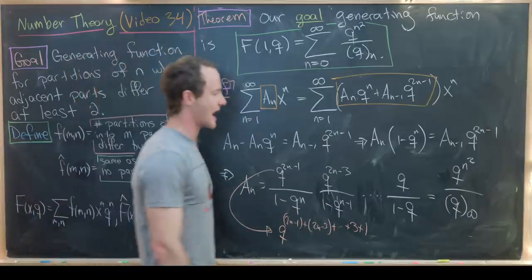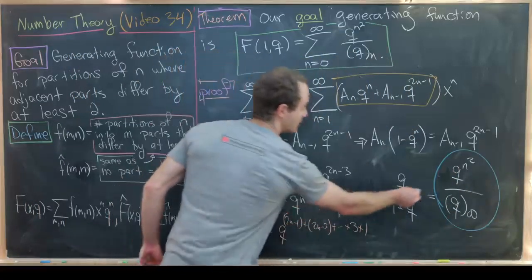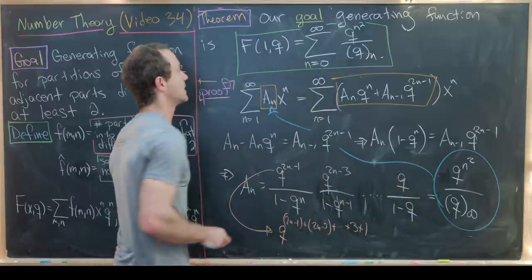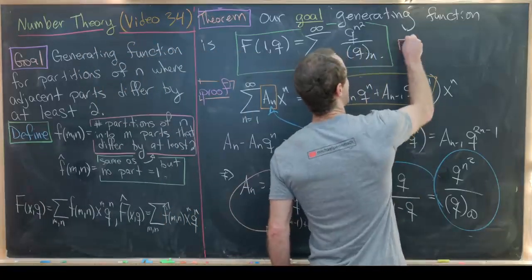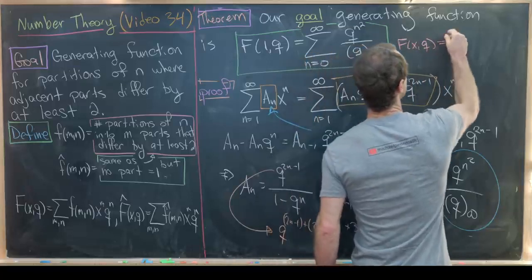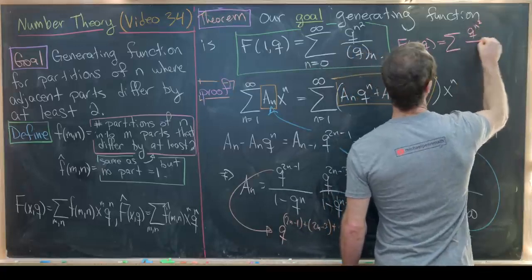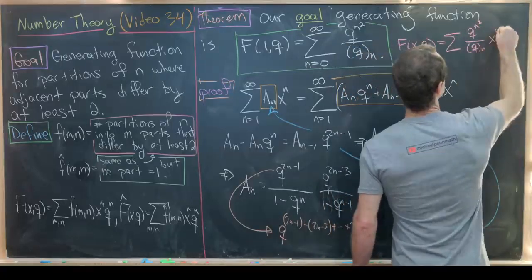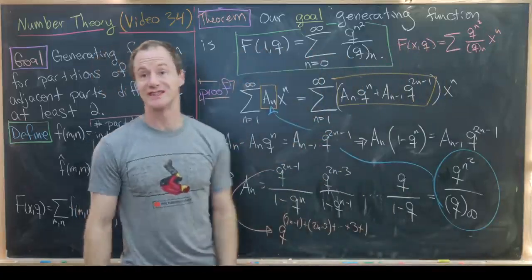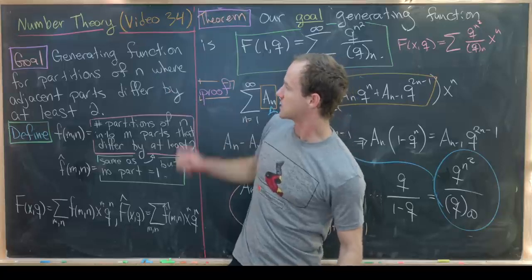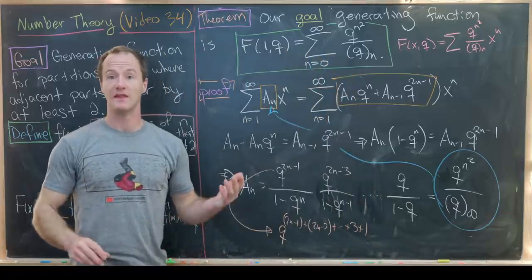But now let's notice that we're actually done. If we take this expression for a_n and put it back up here, then we have actually derived something a little bit stronger than this. And that is that f(x; q) is equal to our sum of q^(n^2) over (q; q)_n times x^n. But then replacing x with 1 gives us this, which is the generating function for partitions of n where all of the adjacent parts differ by at least 2. And that's a good place to stop.